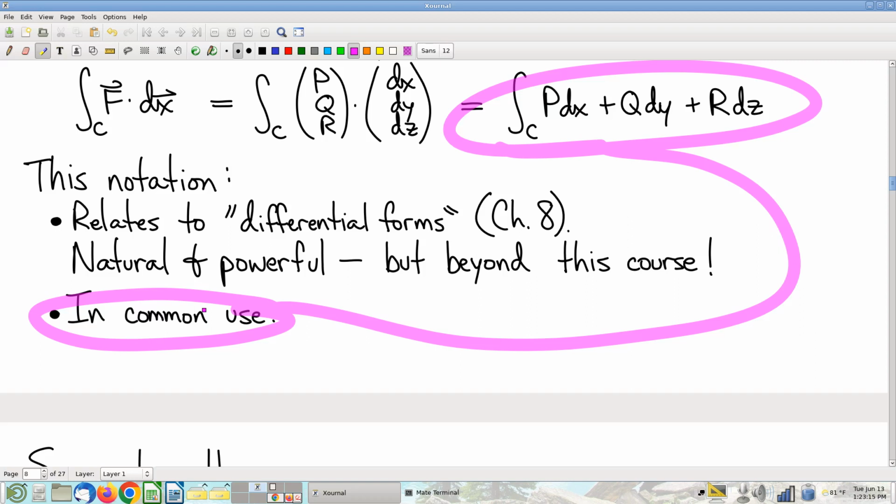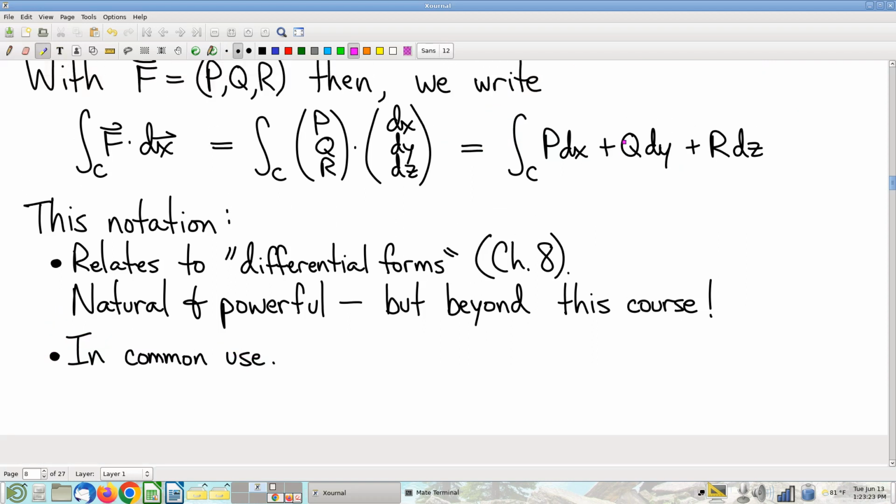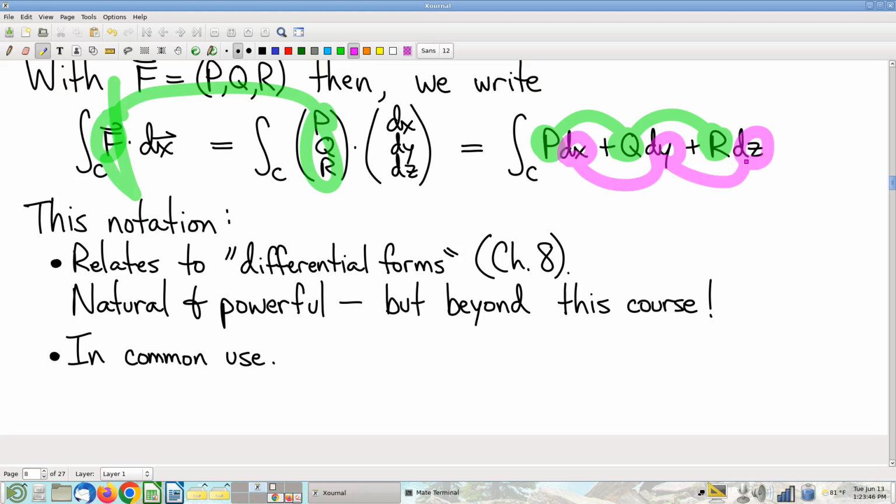So it's out there, and you need to be aware, because when you see this at some point in the future, you need to know what to do with it. And specifically, what I would advise is to remember, when you see something like this, that the P, the Q, and the R, that's just telling you what your vector field is. That's just awkward phraseology for a vector field. And likewise, when you see the dx, the dy, and the dz, this is just, don't forget, a clunky way of referring to the displacement differential dx.